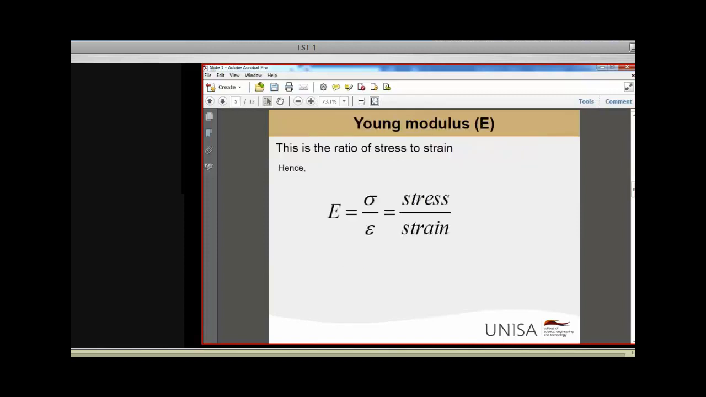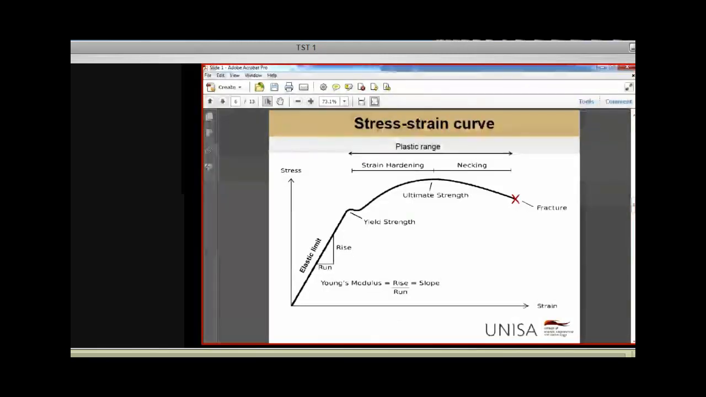The Young modulus is the relationship between the stress and the strain. So the ratio of the stress and the strain is what we refer to as the Young modulus. This graph is showing an example of a failed material, let's say, for example, a mild steel.